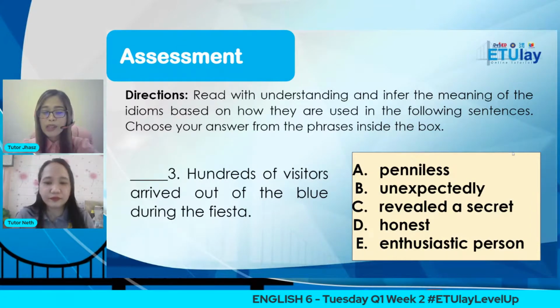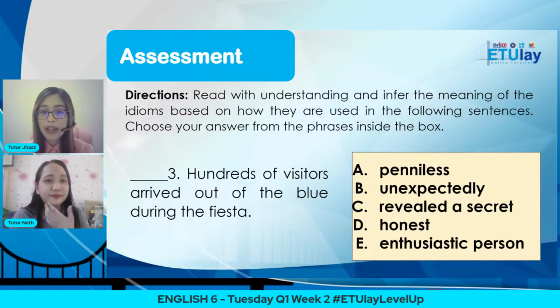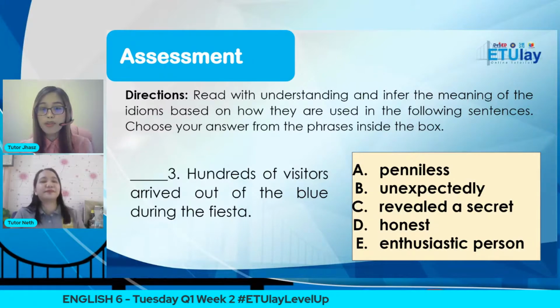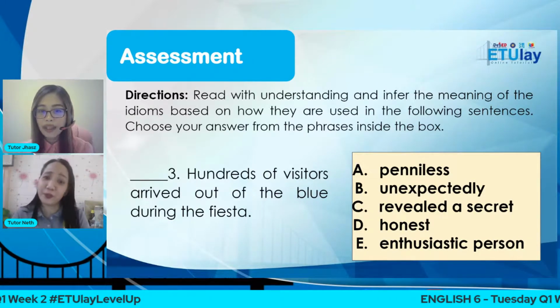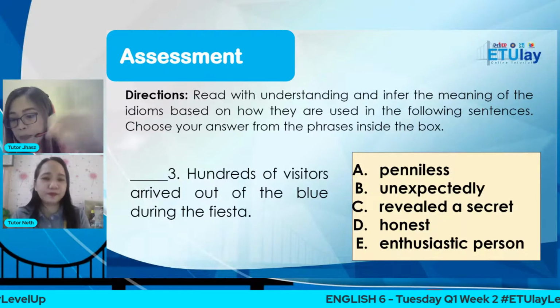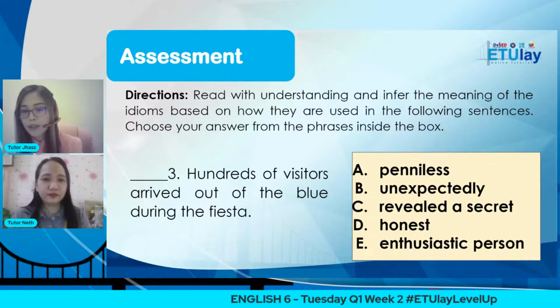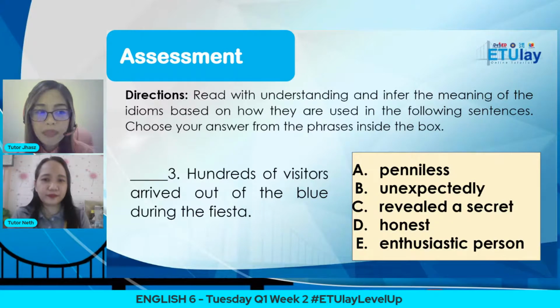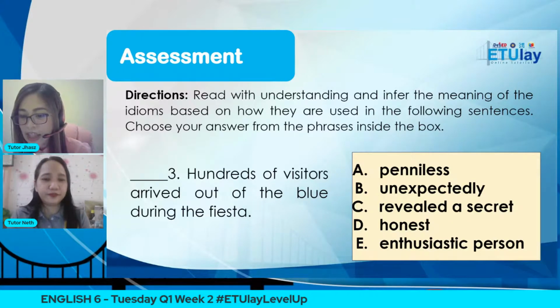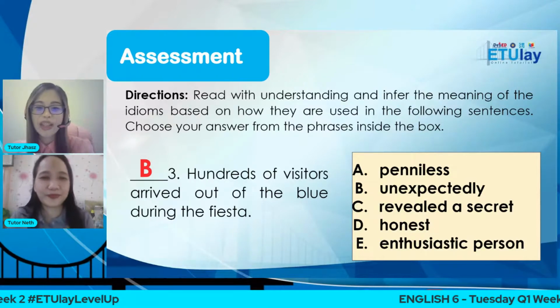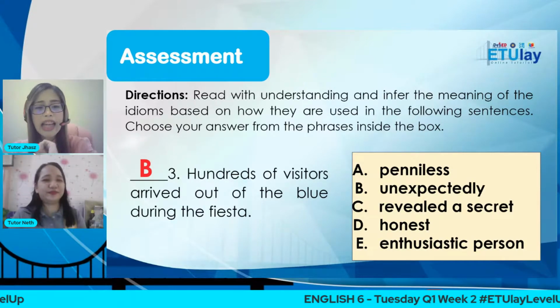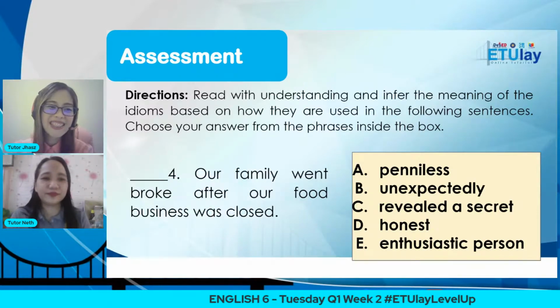Number three, learners. Hundreds of visitors arrived out of the blue during the fiesta. Out of the blue? They have arrived during the fiesta. What does that mean? Number three, learners. Your answer is... Okay, Sophia Sazon, letter B. Is that right? That's correct. Okay, unexpectedly.